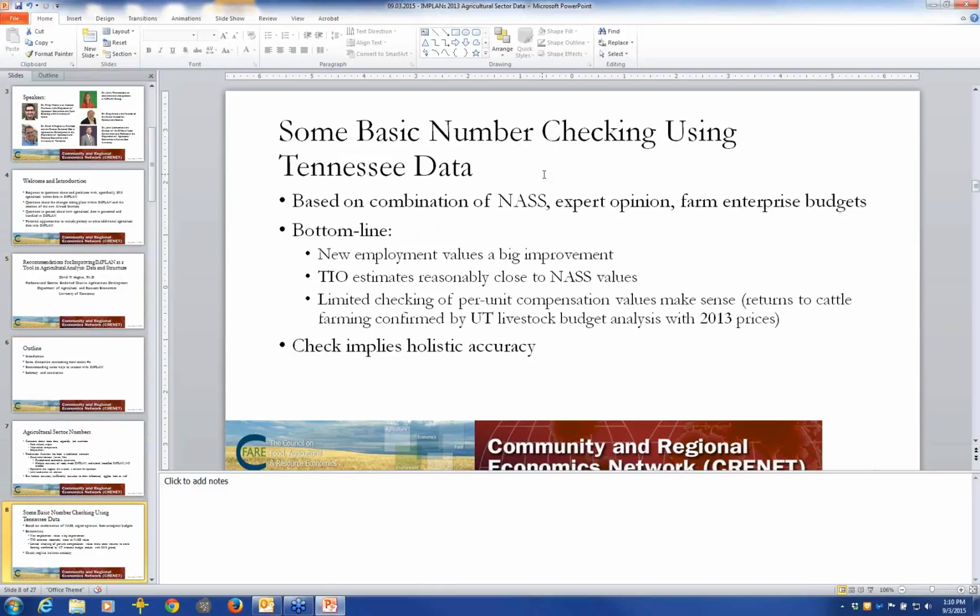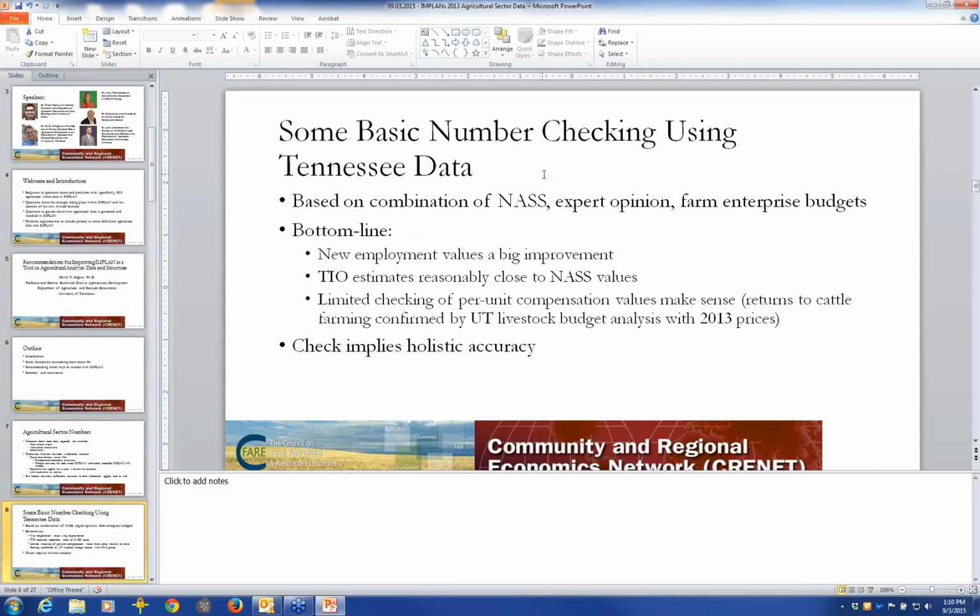They make sense. When you check them against the NAS data and you talk to experts out in the field, they say, yeah, those values look quite reasonable. Also, the total industry output estimates were reasonably close to the NASS values. And then I have done some limited checking. I haven't done this for every one of the agricultural or farming sectors, but I've done it for certain ones where I thought they might be problematic. Just limited checking to see if per unit compensation values make sense.